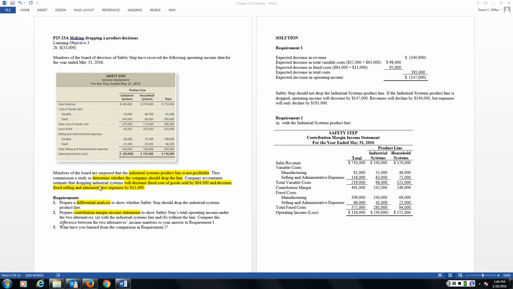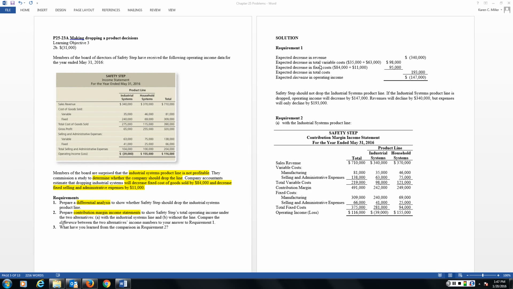So we have found out from our analysis that if we do drop the industrial systems, we could decrease the fixed cost of goods sold. Some of those costs were variable, some were fixed. So we could decrease the $240,000 in fixed cost by $84,000, and we could decrease these fixed selling and administrative expenses by $11,000. So if we prepare a differential analysis, first of all, just to show what changes in revenue, what changes in cost, to show what my change in operating income would be if I got rid of this particular segment. And we see that here.